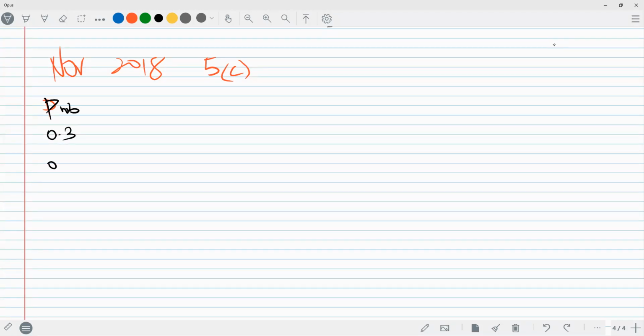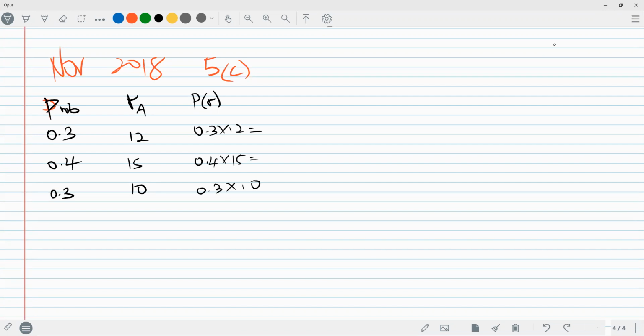0.3, 0.4, 0.3. The return for A: 12, 15, and 10. Therefore, to get the mean return, probability times return. For A, 0.3 times 12, 0.4 times 15, 0.3 times 10, and you get the sum. 12.6. And get 12.6 to be the expected return for A.